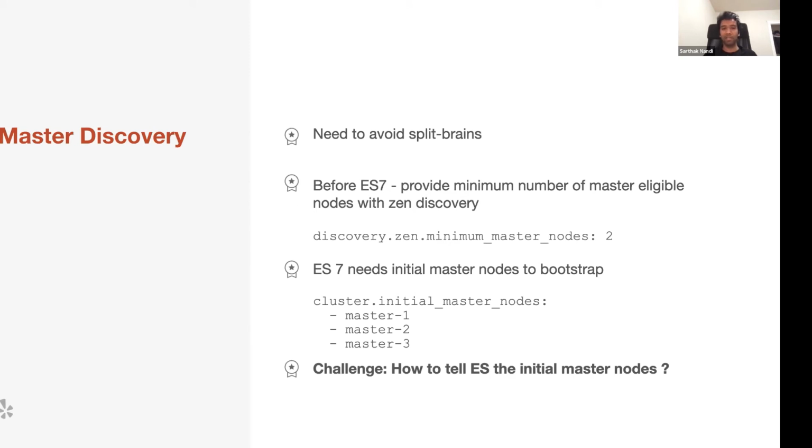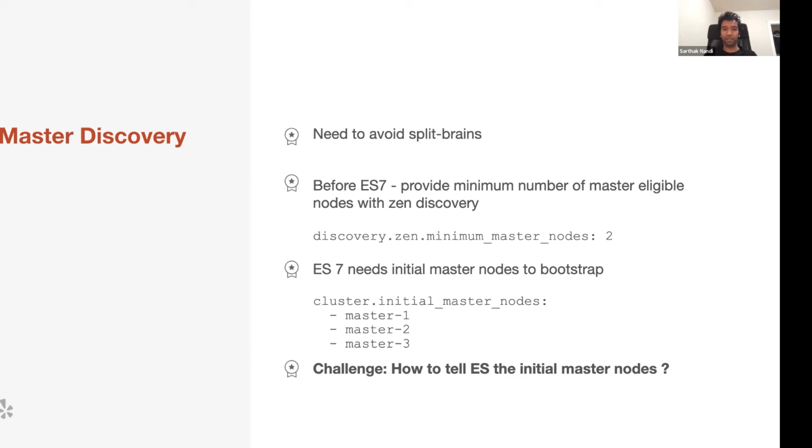Now, when you have a multi-master system, you need to avoid split brains. Before Elasticsearch 7, this was done by providing a minimum number of master nodes. So let's say that you have 3 master nodes in your cluster. You would set minimum master nodes to 2 so that one master node cannot form a different cluster.